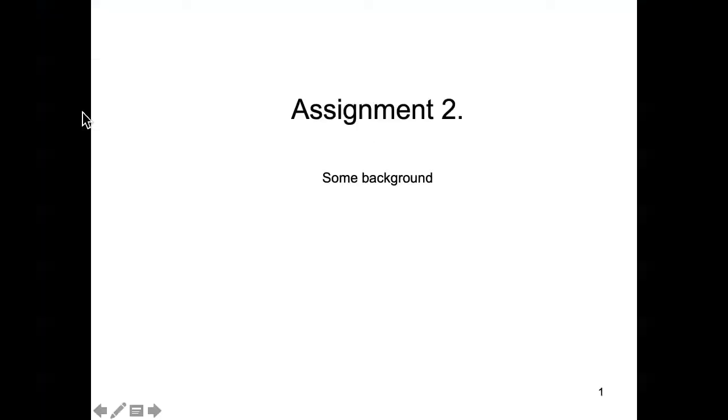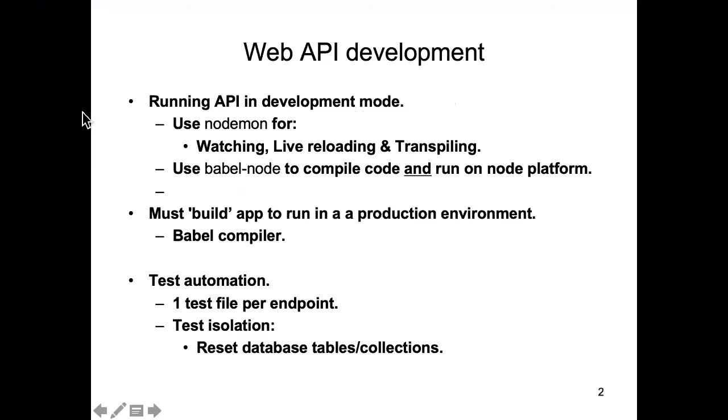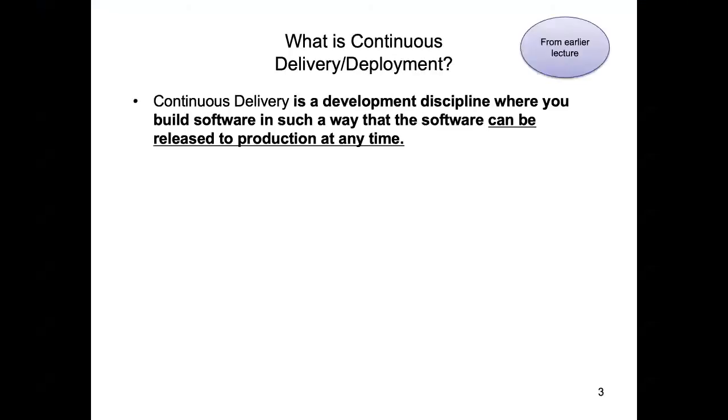So I've kind of spoken about this already. Running the API in development mode, that was when we used Nodemon and Babel Node, and that was all fine, but we can't employ that approach when we want to deploy our application to a production environment. And so I've really explained all of that, so we needn't go through that again.